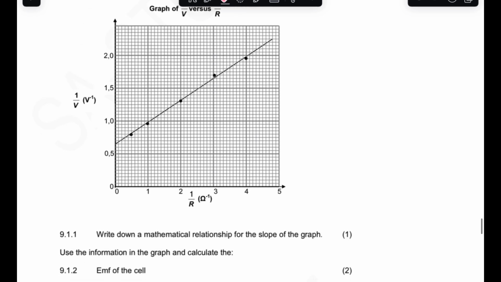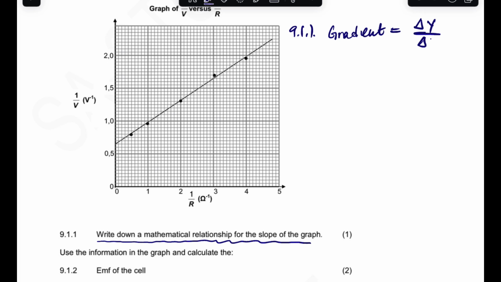Okay. Now, in 9.1.1, it says write down the mathematical relationship for the slope of the graph. Basically, this question wants the slope of the graph, right? So the slope of the graph, guys, here we know the gradient is the slope, which is the change in y over change in x, which is, our y there is going to be 1 over V. This is 1 over V, right? And divide by 1 over R, which is our x here, right?